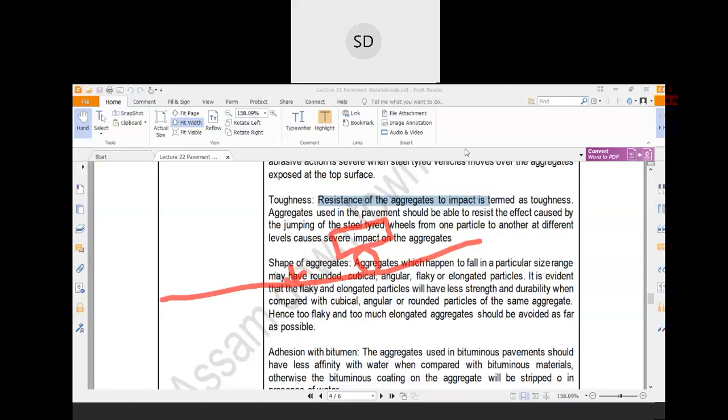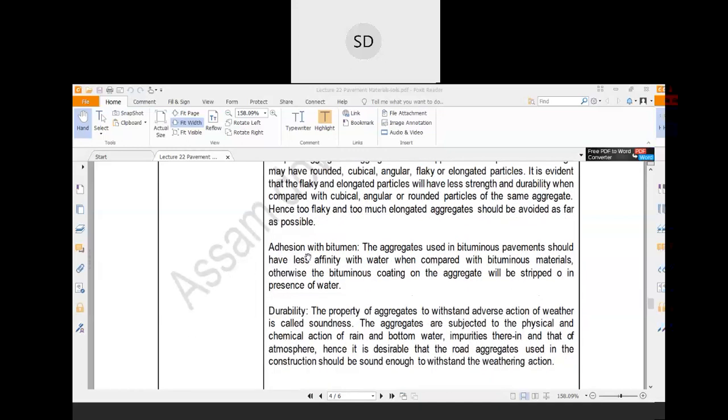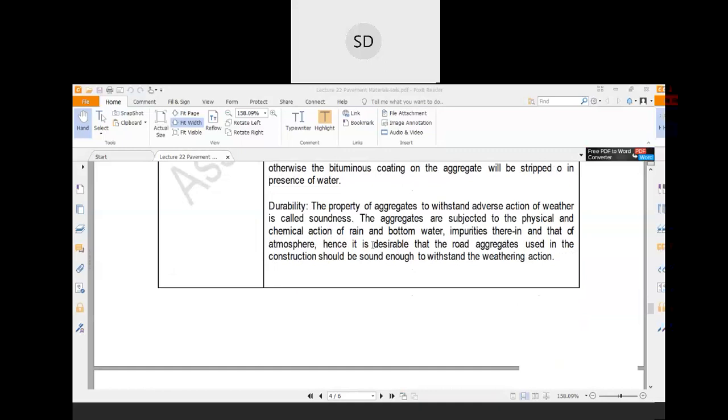Now shape of the aggregate, we have already discussed why shape of the aggregate is very much important. Shape of the aggregates is checked with the help of two tests, which are called flakiness index test and elongation index test. Now adhesion with bitumen: how bitumen and aggregate will mix together, that is adhesion with the bitumen.